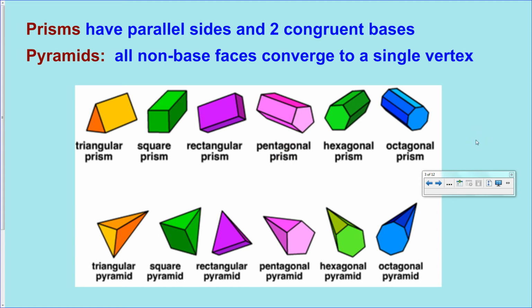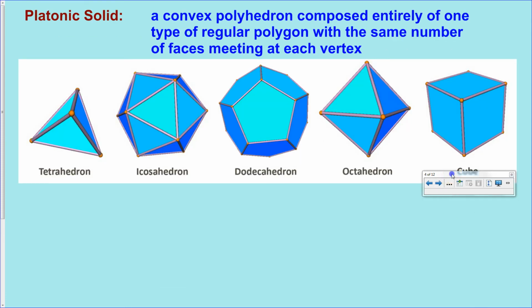Likewise, the naming of a pyramid is pretty much the same thing, the difference being that a pyramid comes to one point, or once you have a base, then all the other faces converge into a single vertex. And it again is named after its base. So if you have a hexagonal base, you say it's a hexagonal pyramid. On to more interesting things.